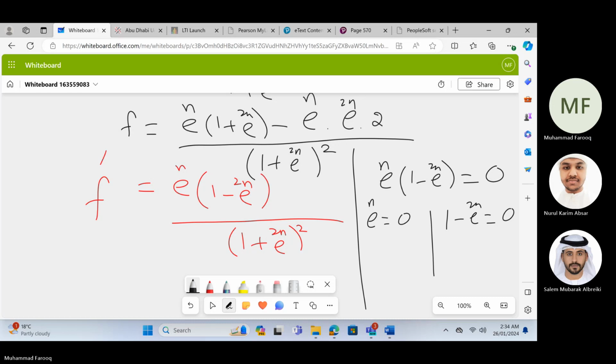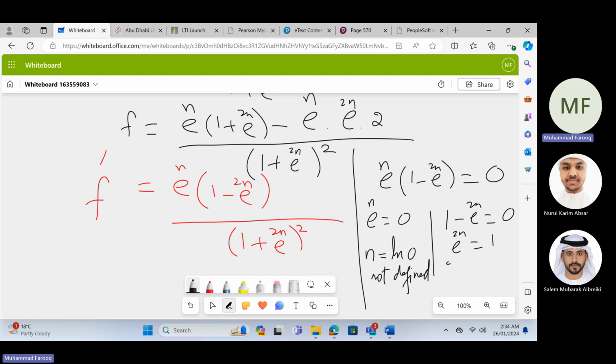Now I need n. How do I get n from this equation? Take ln of both sides. So n is equal to ln 0, which is basically undefined. This is negative infinity, but that does not exist, don't worry. The answer is not defined. Understand why not defined? ln 0 is undefined, negative infinity. Please come here, on the side: e^(2n) is equal to 1. Okay, and then ln both sides, please.